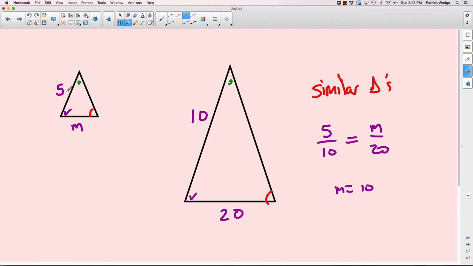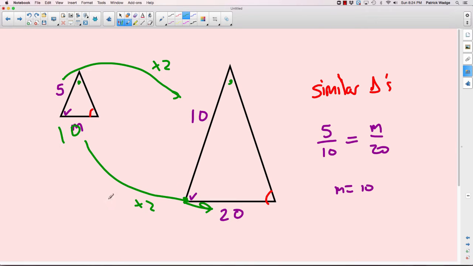Or of course, the other way you could do it, you could say, well, I noticed that I did 5 times 2 to get here, so I could also ask myself, what times 2 equals 20? Well, 10 times 2 equals 20, so this has to be 10. Anyway, I'm doing that super fast, but I just wanted to remind you that with similar triangles, all the angles are equal to each other, and then you can do all this stuff with the proportions like we've done here.